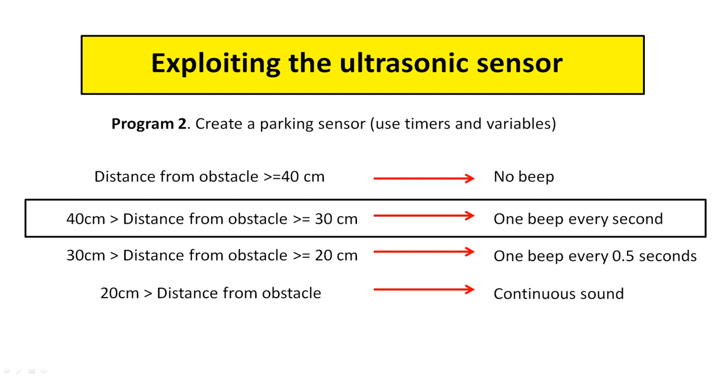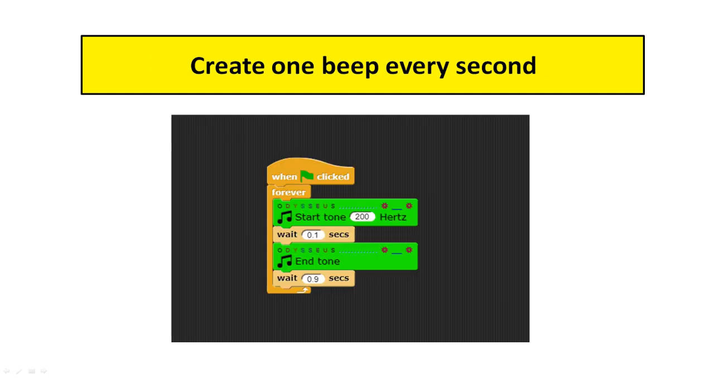Well, let us build a small part of our program without using variables and timers. We will write the code to create a beep every second, which is what our program should do in one of the 4 cases that we have. This is the program. It produces a tone for 0.1 second, and does not produce a tone for 0.9 seconds. Therefore, this program produces a beep every second. And this is the sound produced by ODI when we execute this program.